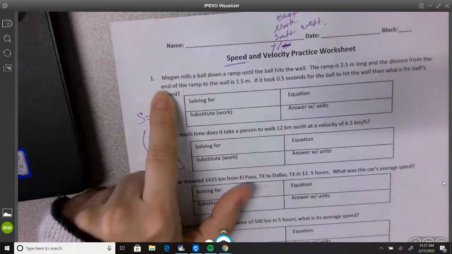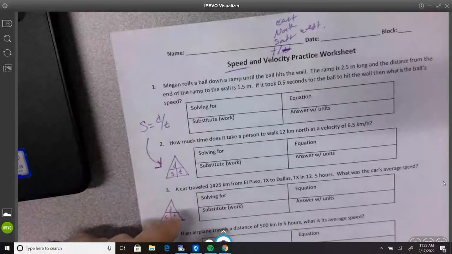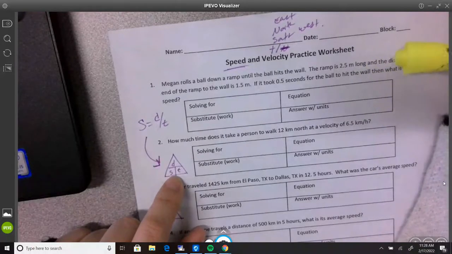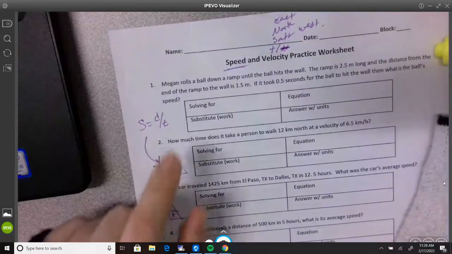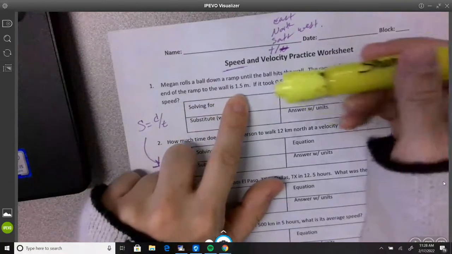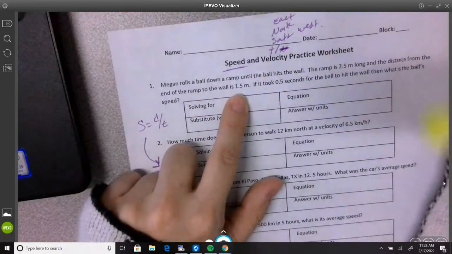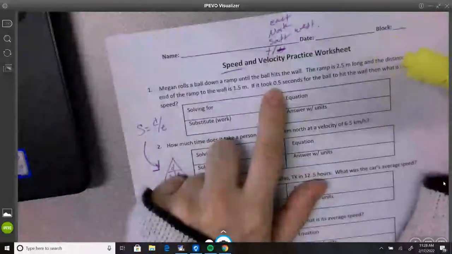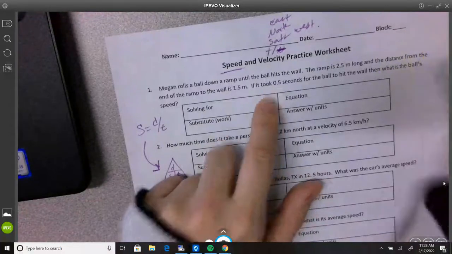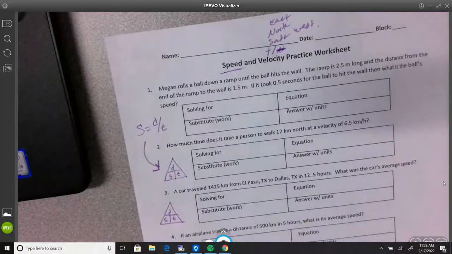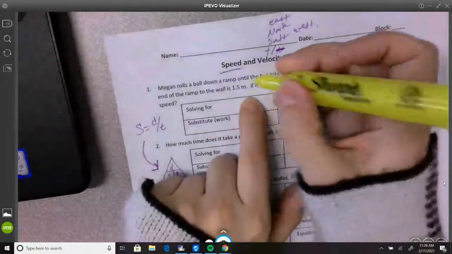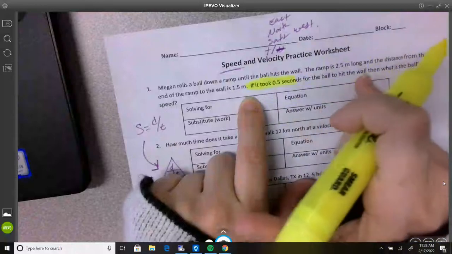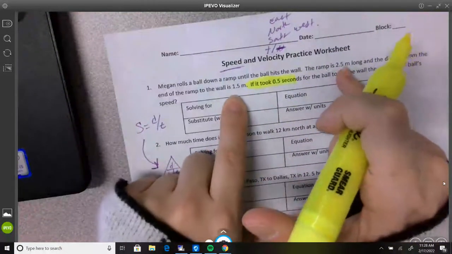Megan rolls a ball down a ramp until the ball hits the wall. The ramp is 2.5 meters long, and the distance from the end of the ramp to the wall is 1.5 meters. If it took 0.5 seconds for the ball to hit the wall, then what is the ball's speed? All right, so first off, you're going to look at what they gave you. Obvious one is our time, so we'll go ahead and highlight that one. The other one is talking about the distances that we have.